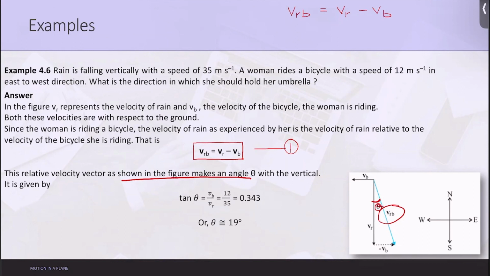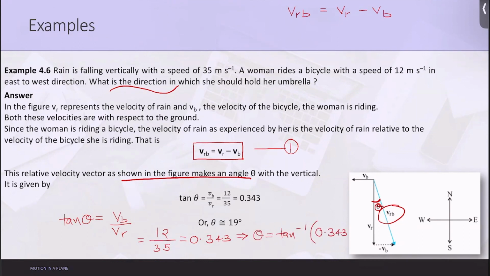So I think the question asks only about direction. They are not asking about magnitude. So therefore, just a simple use of tan theta. So tan theta is nothing but equal to VB by VR. What is the value of VB? It's 12. What is VR? It's 35. That gives you 0.343. When you calculate theta is equal to tan inverse 0.343, you will get the answer.